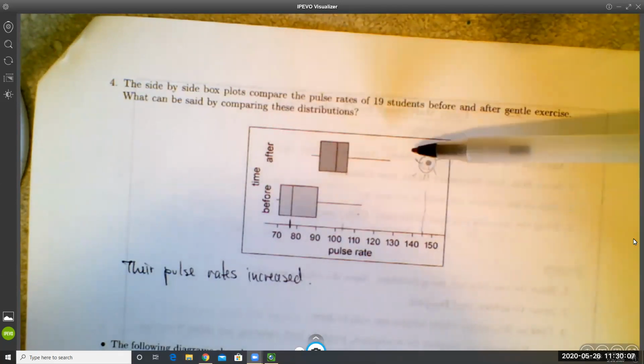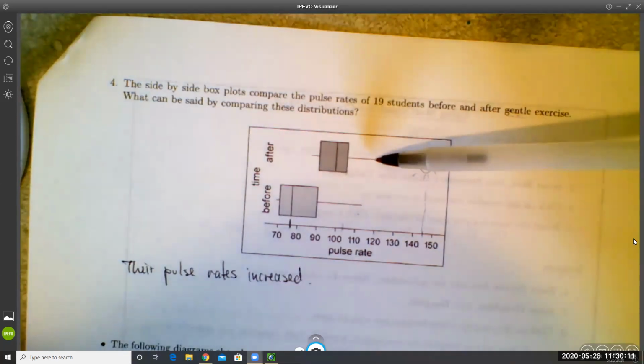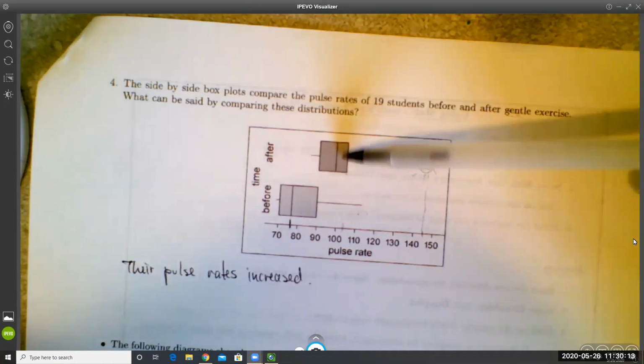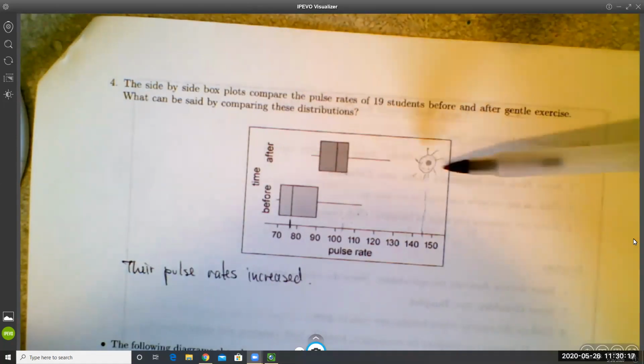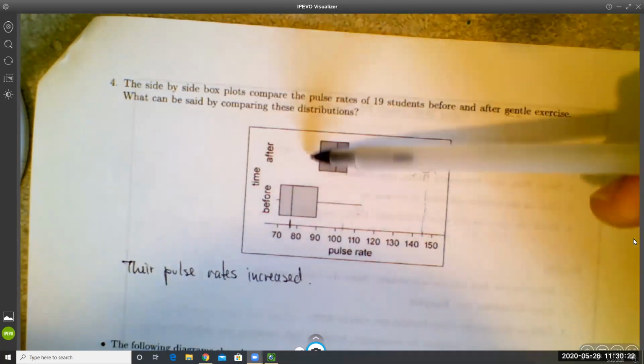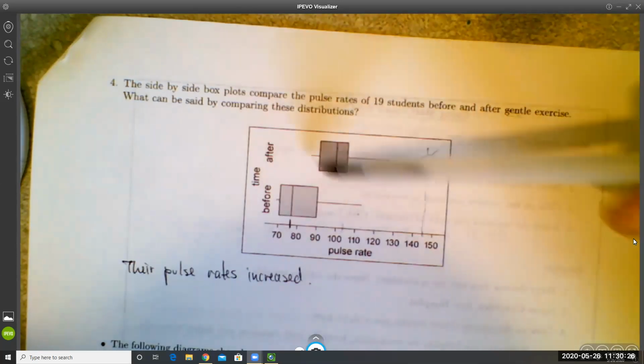And then after the exercise, well, that's a little harder to tell, right? Because your right whisker is longer than your left one, but the right-hand side of the box is smaller than the left-hand side of the box. So it's kind of hard to tell. But I would say definitely when you throw the outlier into the mix, probably this is still skewed right. So before the exercise, it was definitely skewed right. After the exercise, I would say it's probably still skewed right, that distribution.